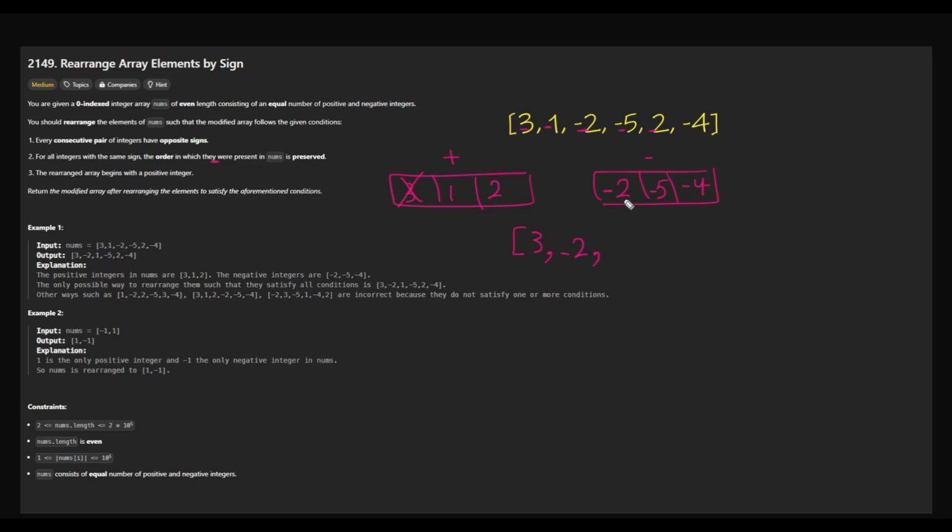-2. Done. One from the positives. 1. Done. One from the negatives. -5. Done. One from the positives. And finally, the last element in the negatives. And after merging these two arrays, we get our solution, as proven here as well. So it's quite simple. Time and space complexity are linear, nothing fancy, and all good.